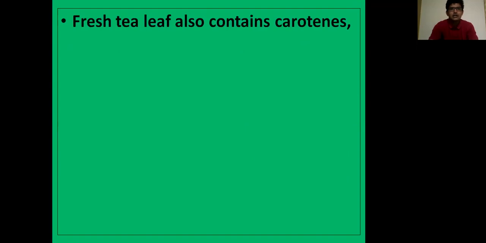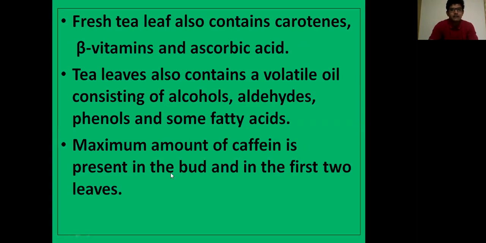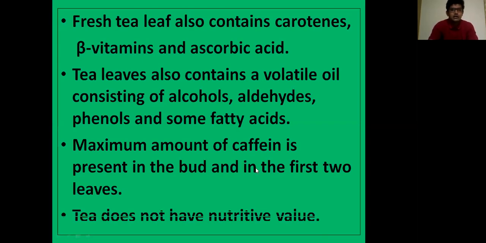Fresh tea leaves also contain carotenes, beta vitamins, and ascorbic acid. Along with this, tea powder also contains a volatile oil consisting of alcohol, aldehyde, phenols, and some fatty acids. Maximum amount of caffeine is present in the bud and in the first two leaves. Tea does not have any nutritional value. This is a very important point regarding tea, that the tea we take every day does not have any nutritional value.